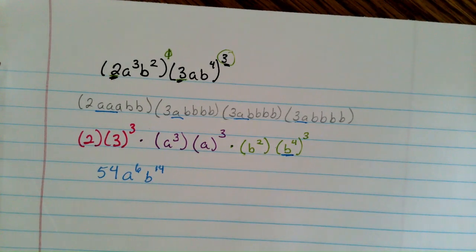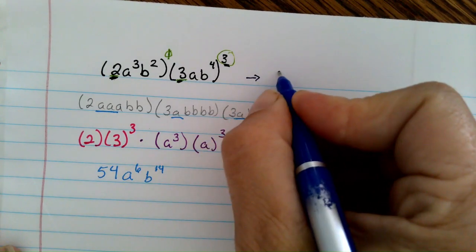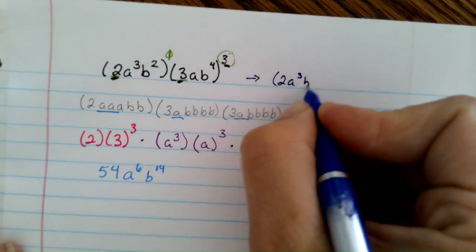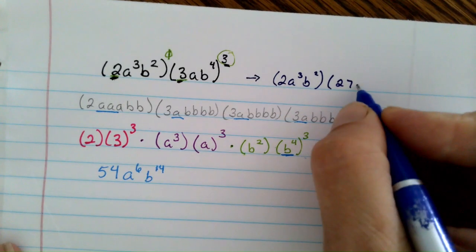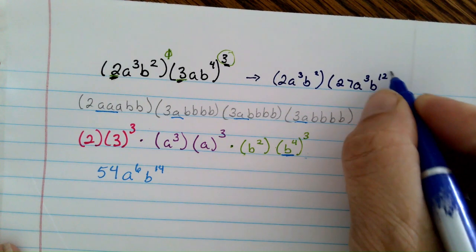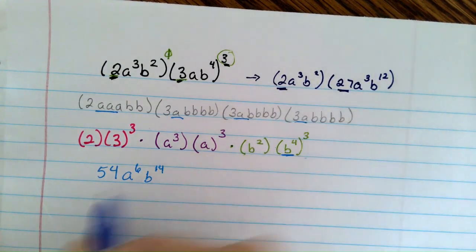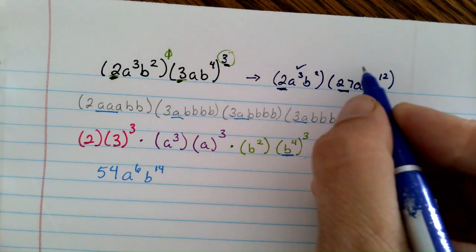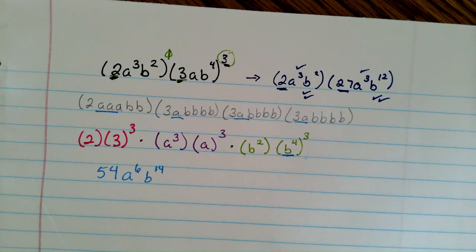The other way you could have done it is order of operations, where we do exponents first. So that would be this exponent right here, which would give us 2a cubed b squared being multiplied by 27, because I have to cube the 3, a cubed because I have to cube the a, and b to the 12th because I have to cube the b to the 4th. And then we can do 2 times 27 is 54. We see that we have 6 a's and 14 b's. So any of those ways of approaching it is absolutely fine.